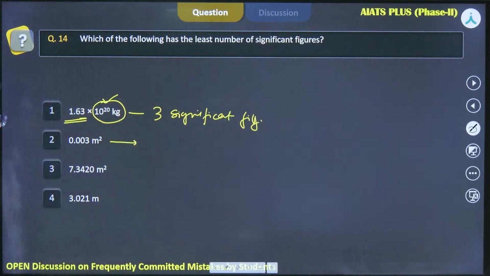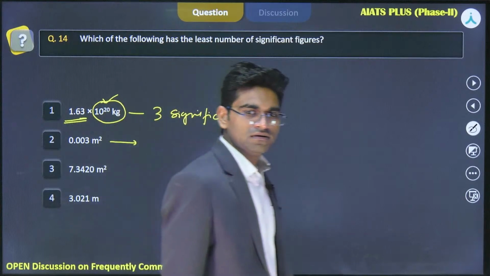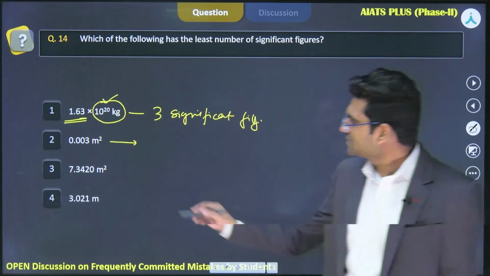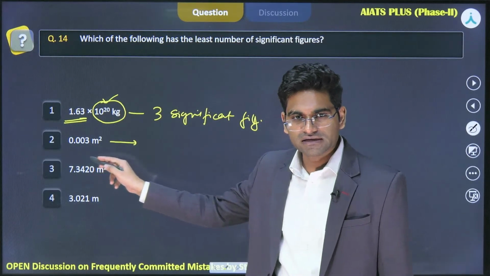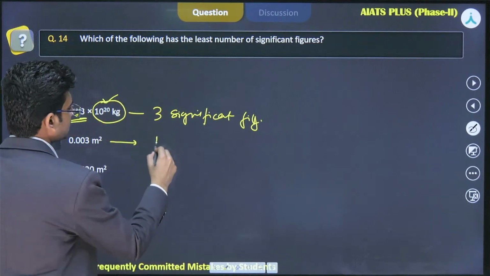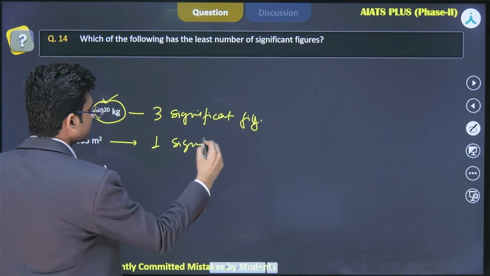How many significant figures are there in the second number? Anybody tell me? So these zeros are leading zeros, right? And leading zeros are always insignificant. That's why this has only one significant figure.